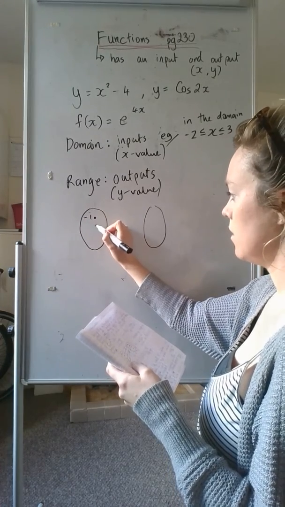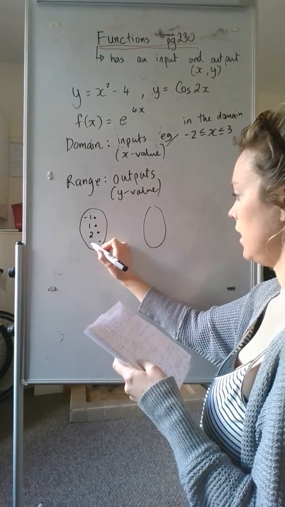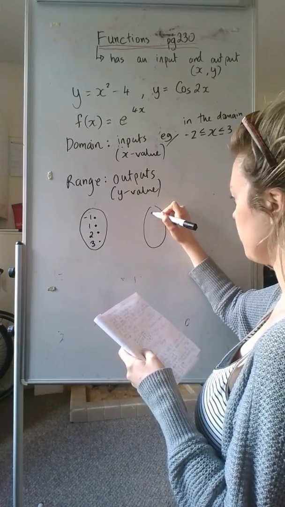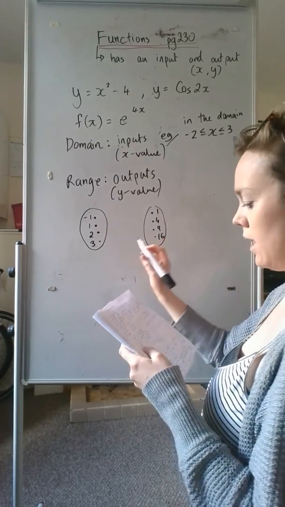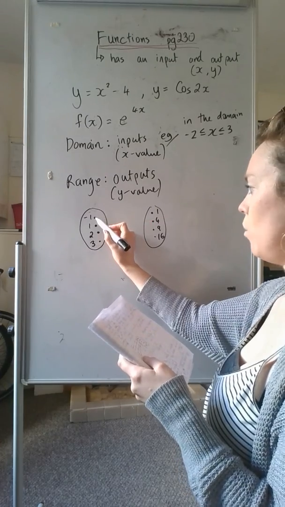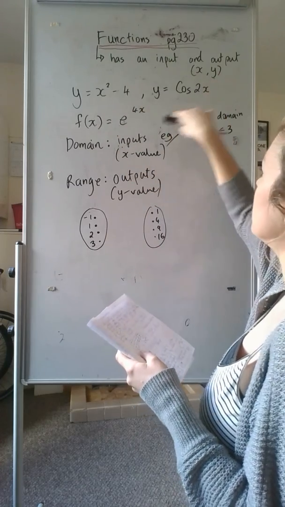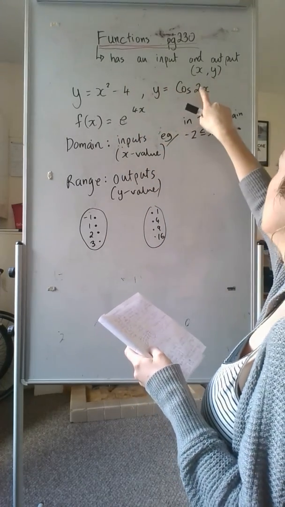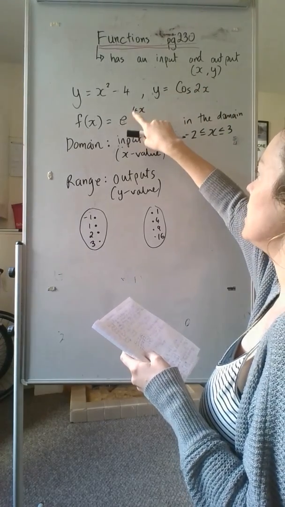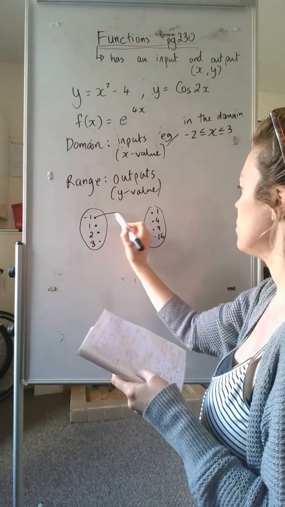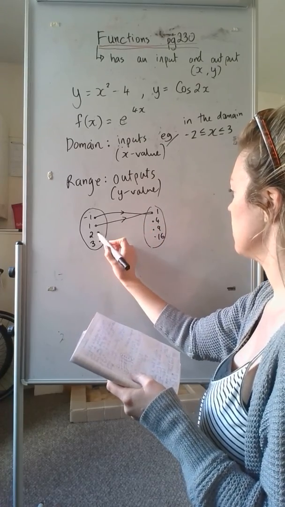So I'm going to put in my inputs, or this is my domain. Okay, and over here, I'm going to put my outputs. Okay, and these are going to be mapped on over here. So what I want you to think about while I'm doing this is, what do you think the rule is here? Okay, so I want you to have a think about what this one is going to be. Sorry, a bit messy.